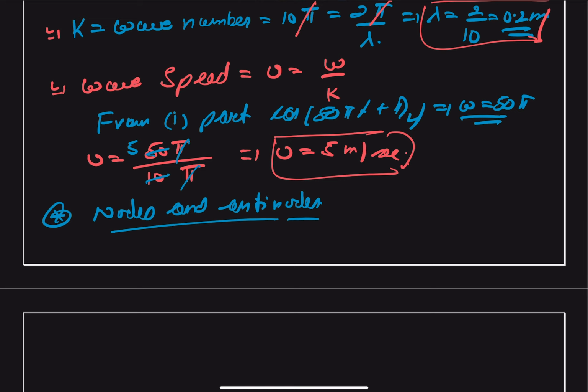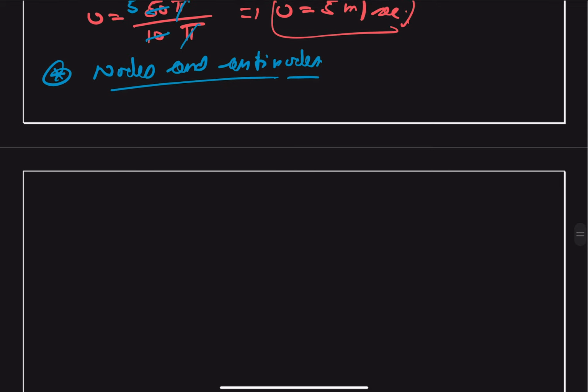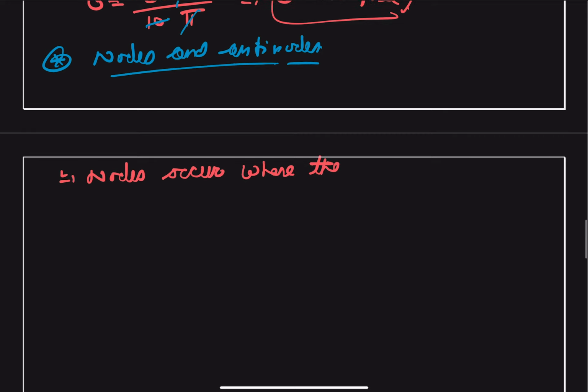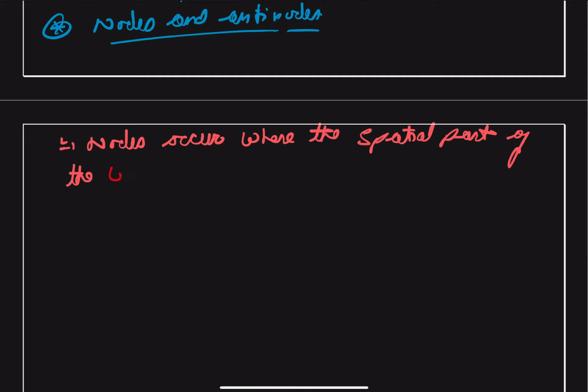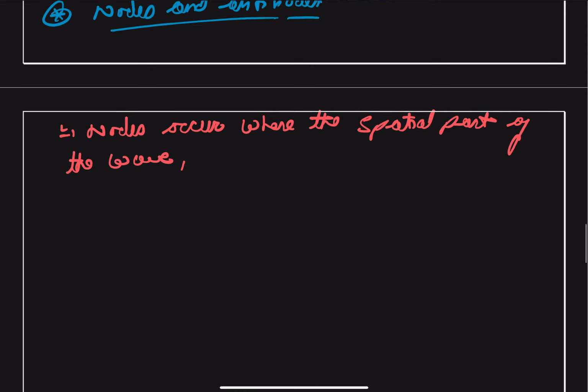So let us start with our node part. We can say that nodes occur where the spatial part of the wave, which is our cos of 10 pi x, equals 0.